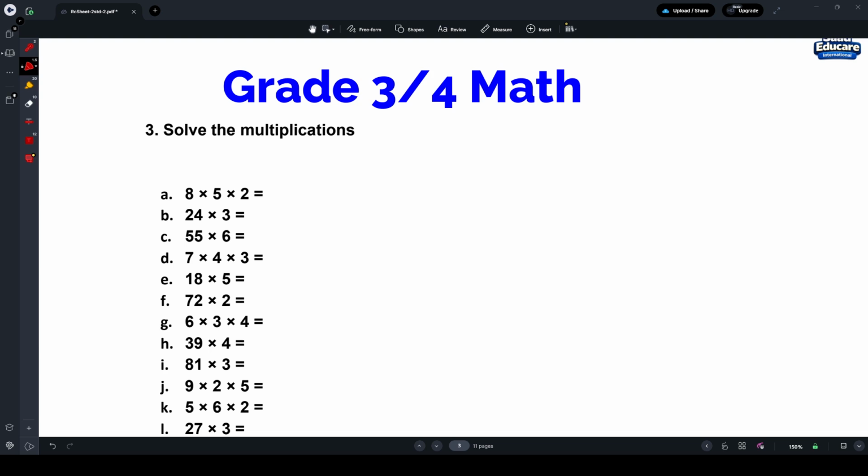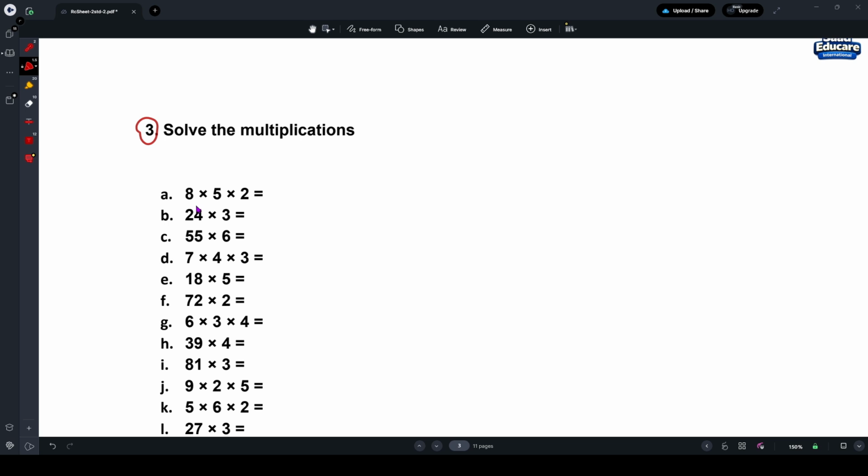Number three, solve the multiplication. Number A, 8 times 5 times 2. So we have to segregate this one. It means 8 times 5 is 40, then times 2. 2 times 4 is 8 and 0.